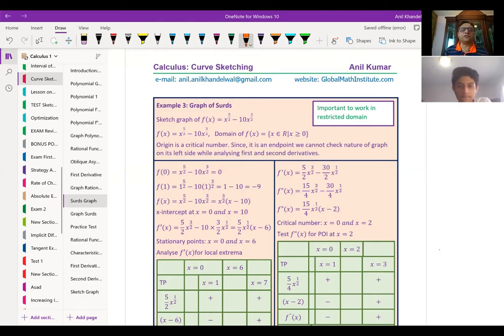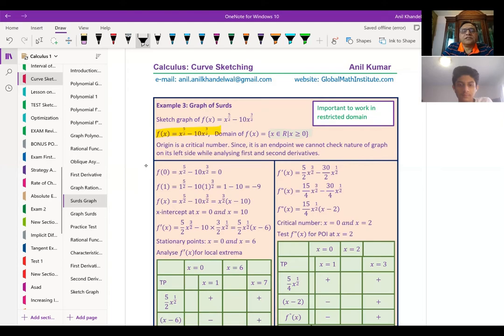The function f of x is given to you, which is f of x equals x to the power of 5 over 2 minus 10x to the power of 3 over 2. Now, we have also mentioned here that x belongs to the real numbers where x is greater than or equal to 0. So we are restricting our domain to only the positive part of this. We are doing that restriction on purpose. That's part of the question. Is it okay? Yes, sir. Correct. So that is the question now.